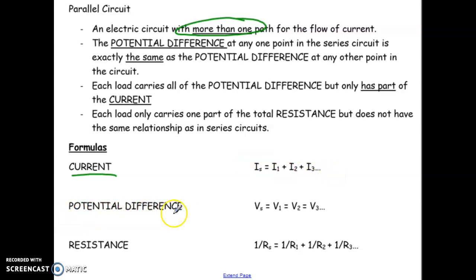Potential difference, or voltage, is actually the opposite of what it was in series. Here, the voltage does not have to be split between the different loads. Okay, so let's review that. Let's do a series first. Ooh, messed that one up. That's a light bulb.